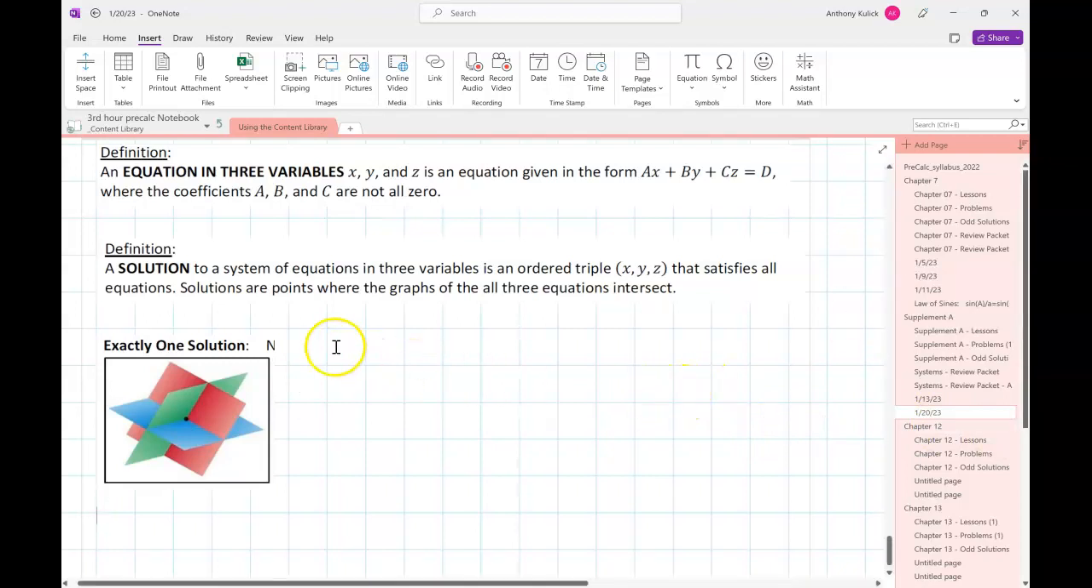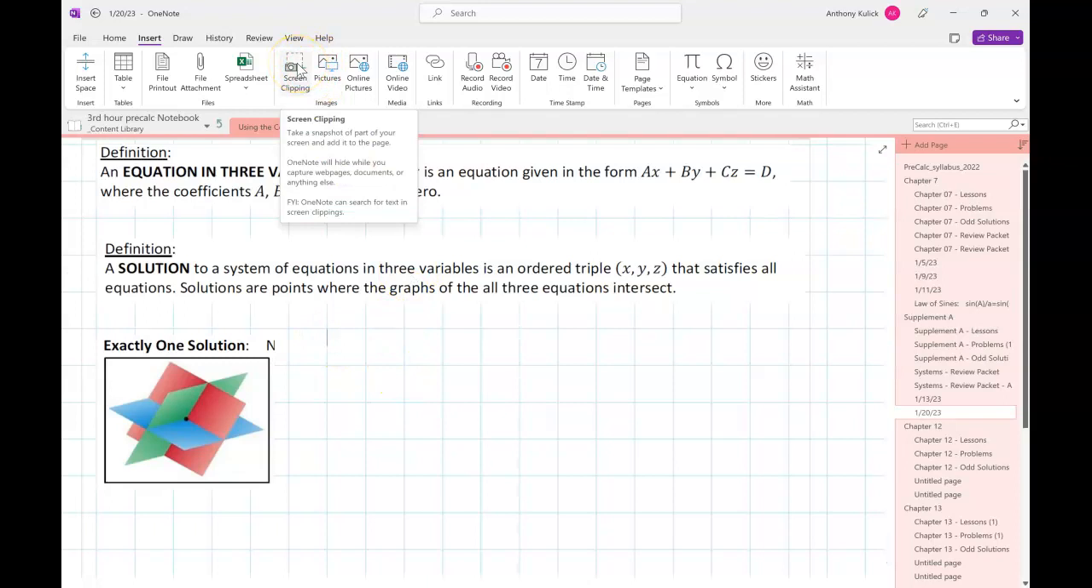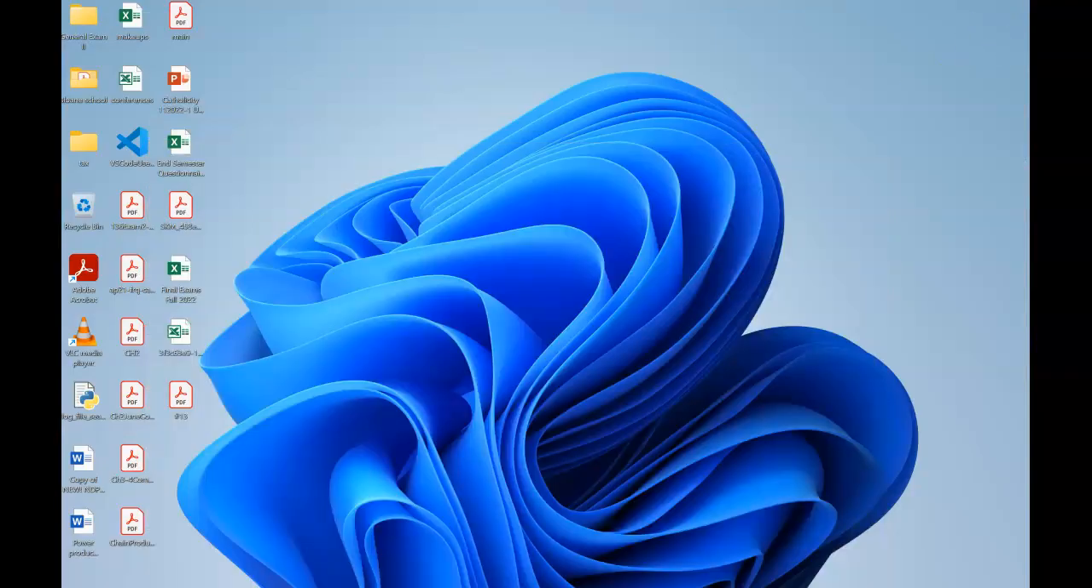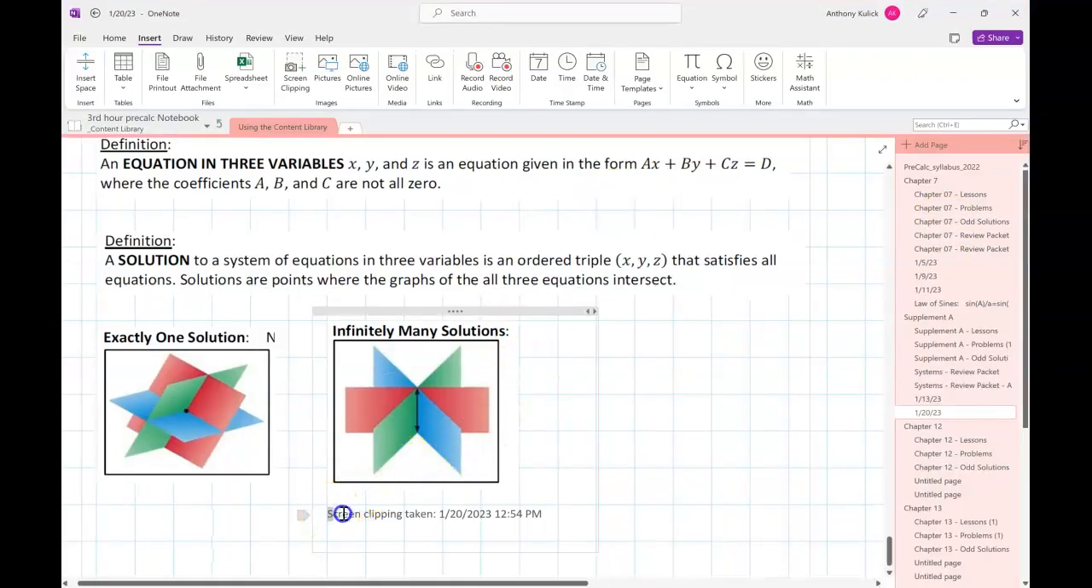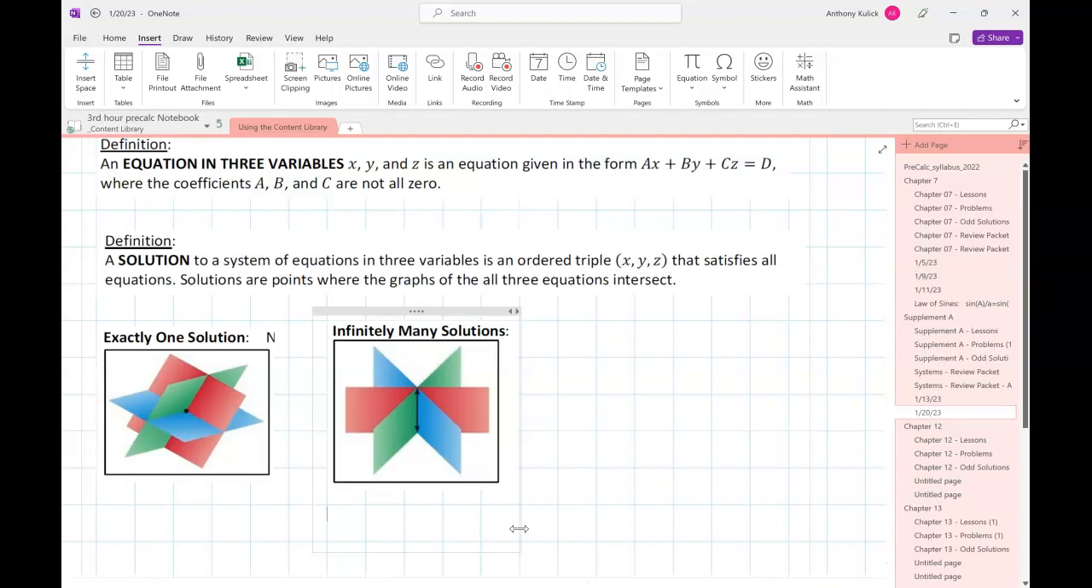What is infinitely many solutions going to look like? Well, it could be just one plane, but it doesn't need to be just one plane. More generally, it could look like this, where the 3 planes intersect, but the thing they form is a line, right? Where one of the coordinates is fixed, but the other two are not.